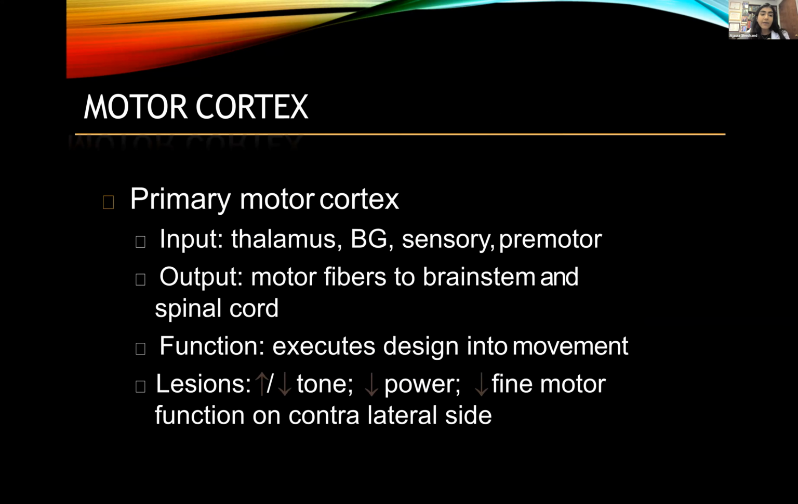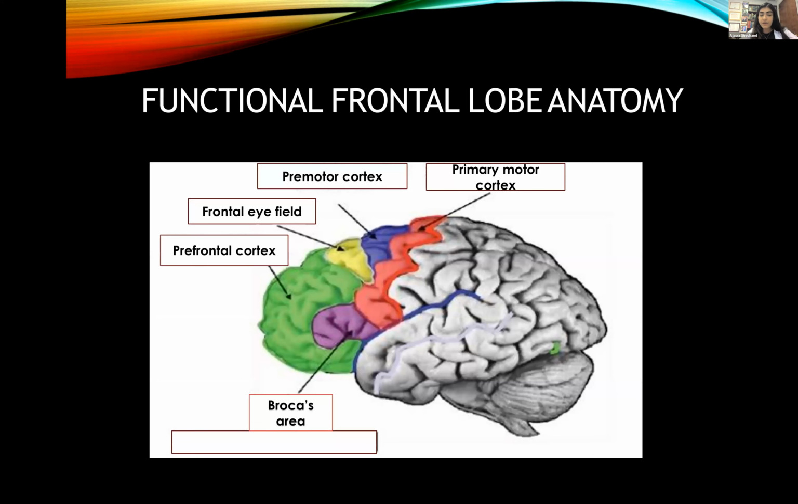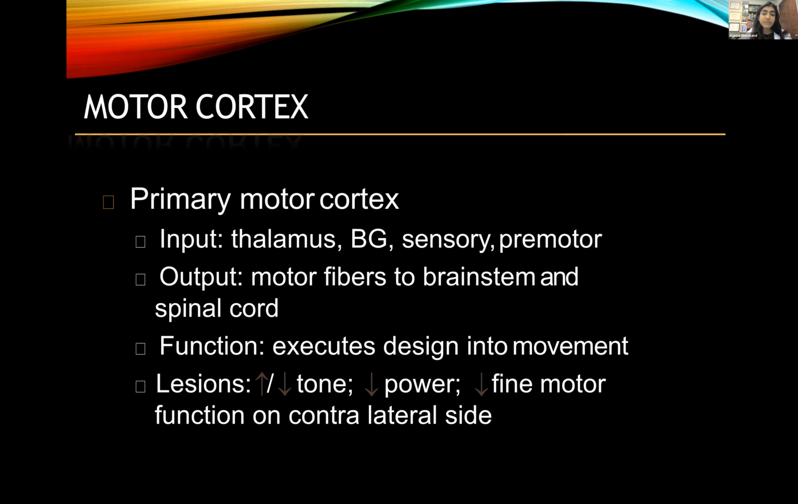Okay, so for the motor cortex, we'll start. Everything after the prefrontal cortex is called the motor cortex, which is then divided into primary motor cortex, premotor cortex, frontal eye field, and Broca's area. So we're going to start by talking about the primary motor cortex. It receives inputs from the thalamus and basal ganglia and sensory and premotor inputs, and then it sends outputs to the brainstem and the spinal cord, which helps us in executing different movements. For example, me moving my hand is because of the primary motor cortex, because it executes the commands that were given to it by the thalamus and the basal ganglia.